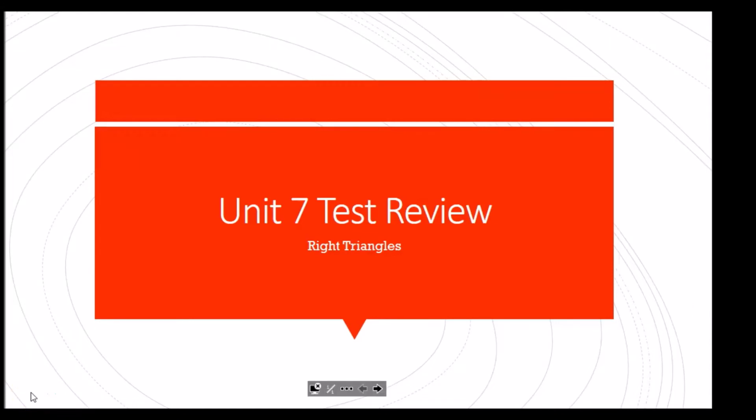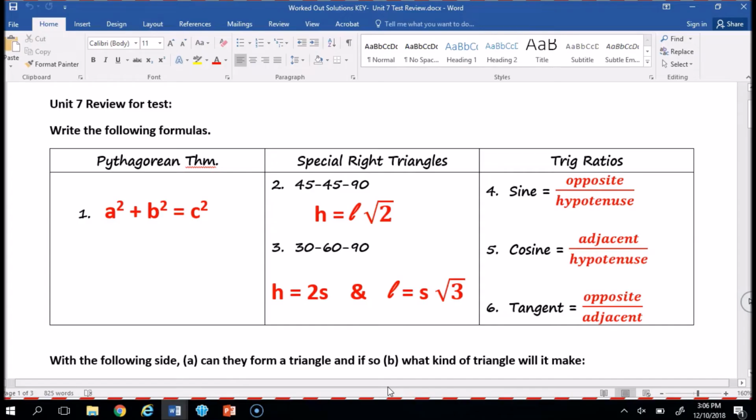So this is a video of me going over the Unit 7 test review on right triangles. The first thing, obviously, is the formulas. Pythagorean's theorem is on the upper right hand corner of your formula sheet, and the trig ratios are in the upper right hand corner of your formula sheet.